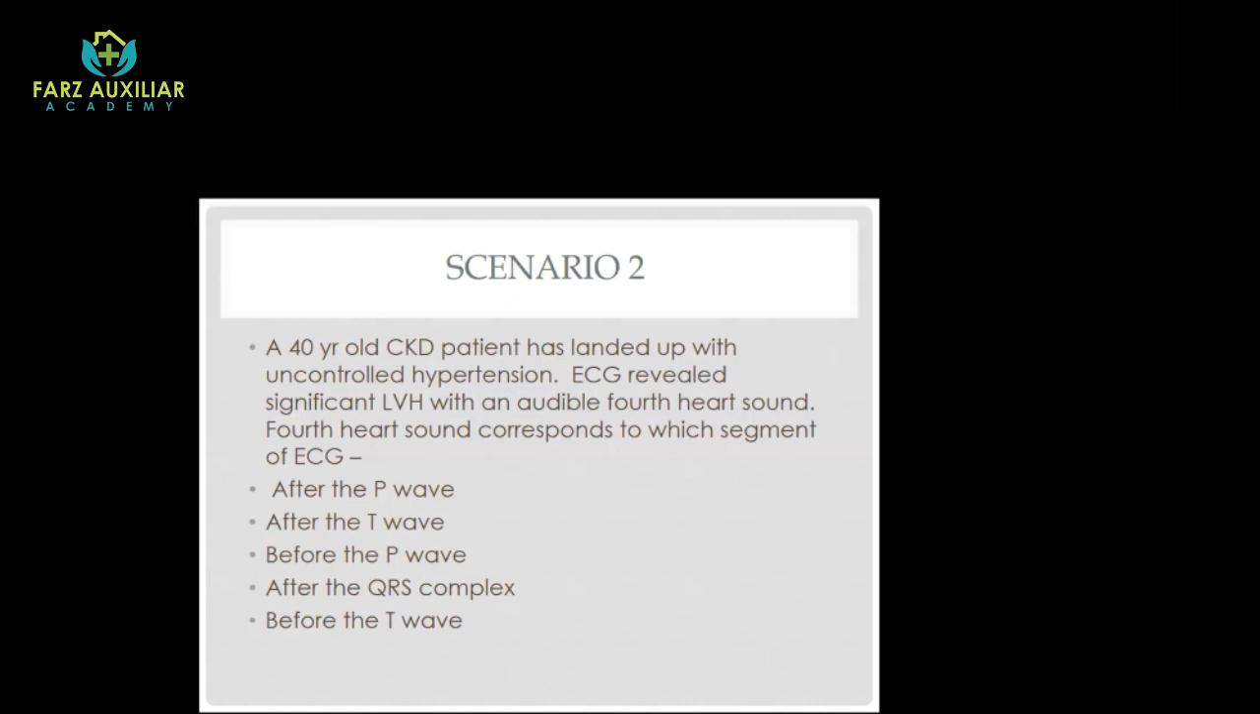Now look at the ECG. The systole begins from the QRS complex. As the ventricle contracts, it brings the QRS complex; from the beginning of the QRS to the beginning of the T wave is the systole. And the diastole is from the T wave to the next QRS.